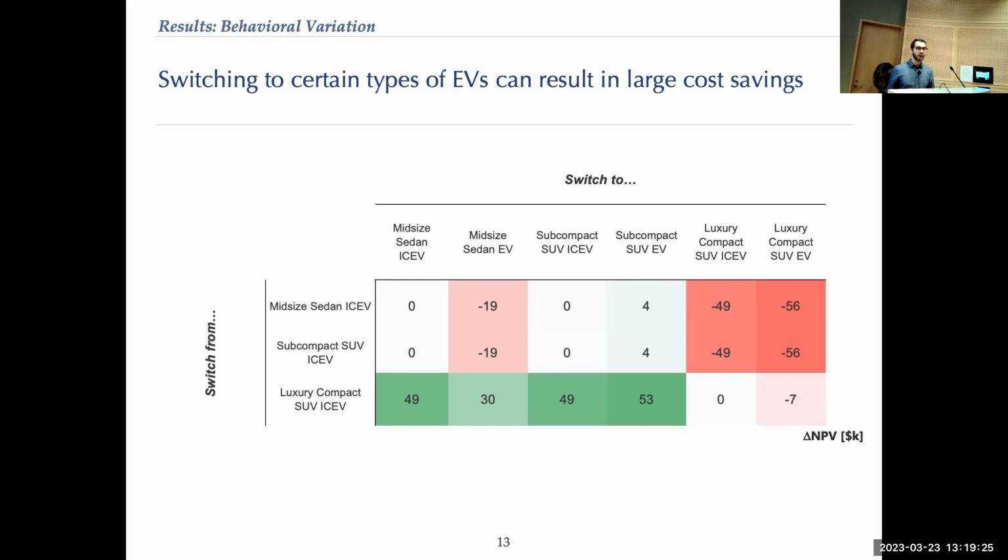compact SUV. However, if I was to consider a smaller car in an electric, so let's say I were to consider the subcompact SUV in an electric, I would actually be saving $53,000 over the lifetime of that vehicle. Not unreasonable. Yes, of course, I'm losing the luxury component of the vehicle and I'm going a little bit smaller, but it's not that much different than what I intended to buy. So the takeaway from here is that there are certain types of EVs that we can switch to that could actually result in a large cost savings. And that has an implication for policymakers as well, which we'll jump to on the last slide.